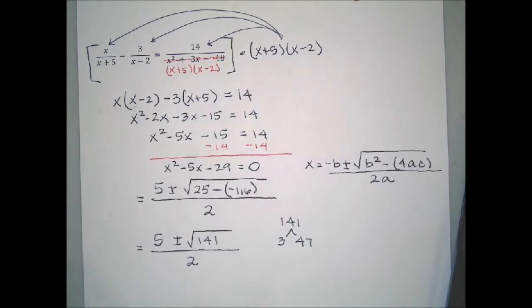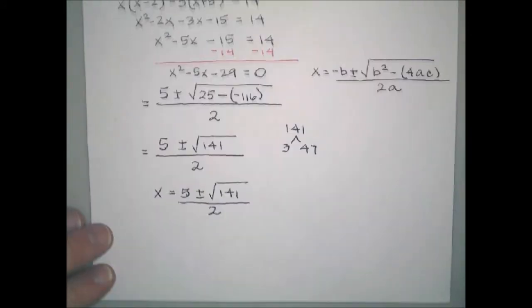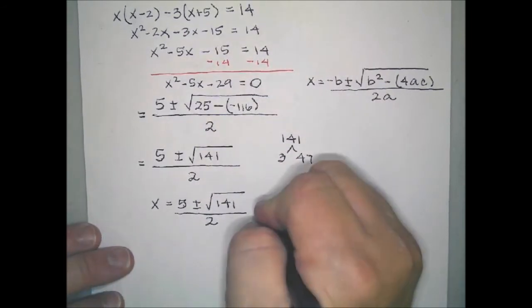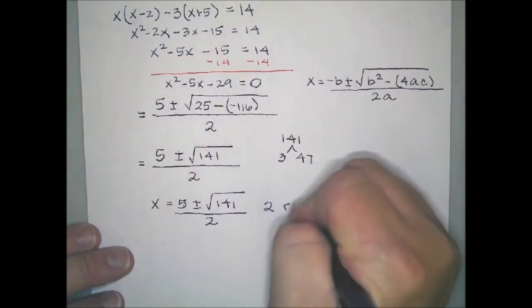And I think that's about it. I don't think 47 can go any further. So I really didn't get any lower than the square root of 141 because I don't have any pairs. So that's my answer right there. X equals 5 plus and minus the square root of 141 over 2, and that's classified as 2 real solutions.